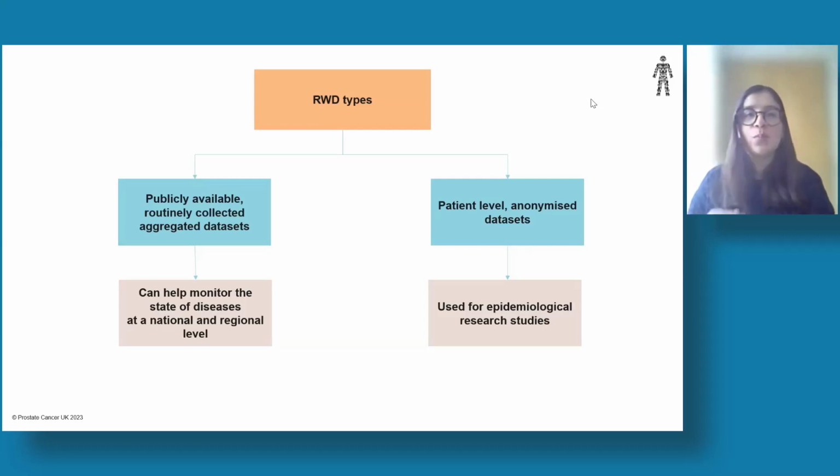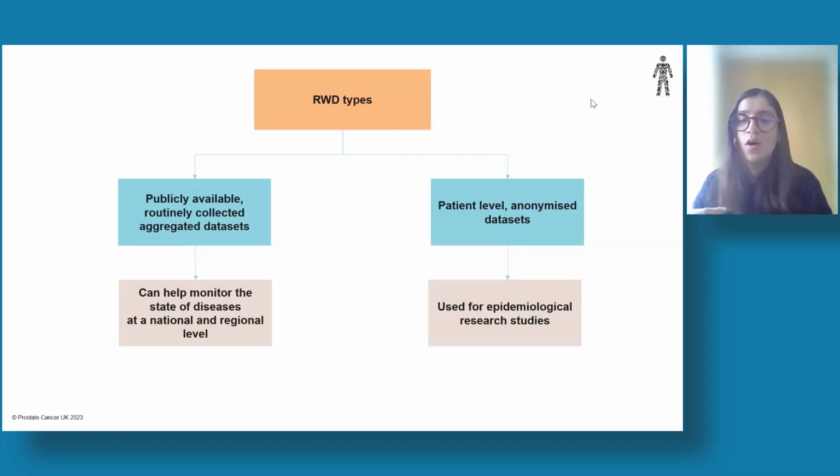So publicly available, that means that it's open, available to anyone for free. Routinely collected, this means that it's collected every certain period of time and made available. Normally this can be monthly, which is the case for cancer waiting times, or this can be yearly, which is the case for cancer data in terms of incidence, prevalence, and mortality.